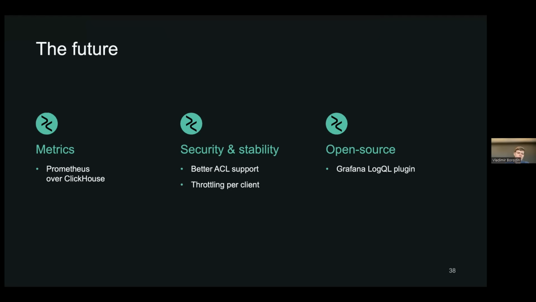As I mentioned, we write more than 500 megabytes per second of logs. So we need throttling per client, so that if one client makes something weird, that doesn't affect all others. And one of the things we are heavily thinking about is open sourcing our Grafana log plugin, because it is convenient for us to use, and probably many other users in the world would also find it a convenient way of viewing logs.